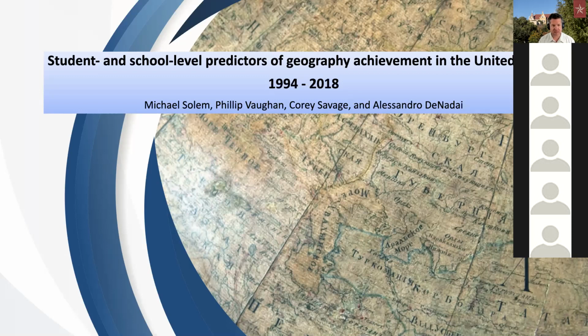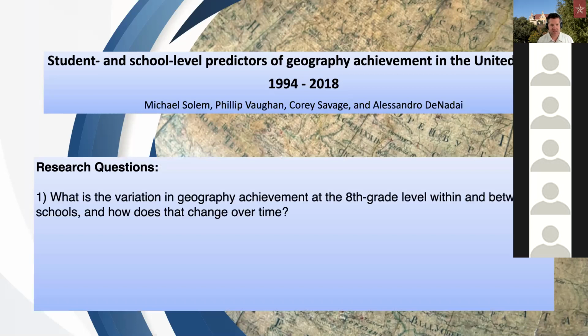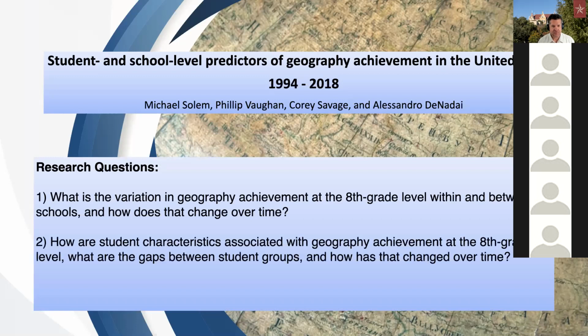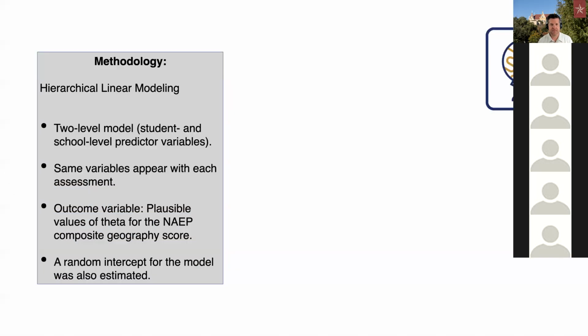So in our project, our project had 3 research questions. What is the variation in geography achievement at the 8th grade within and between schools? How has that changed over time? How are student characteristics associated with geography achievement at the 8th grade level? And what are the gaps between student groups? How has that changed over time? And then finally, how are school characteristics associated with geography achievement at the 8th grade? Gaps between schools, how has that changed over time?